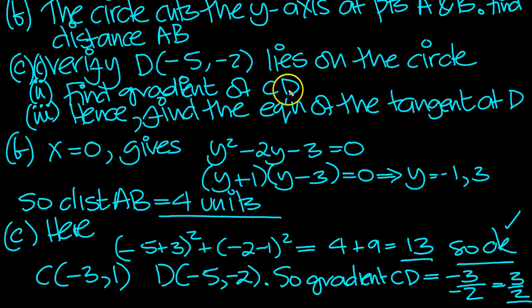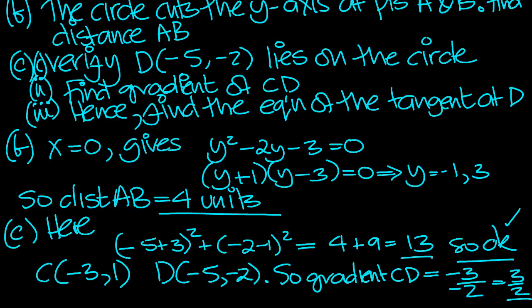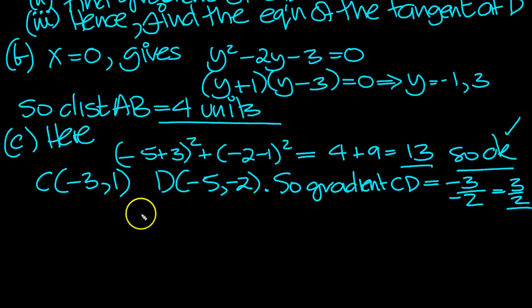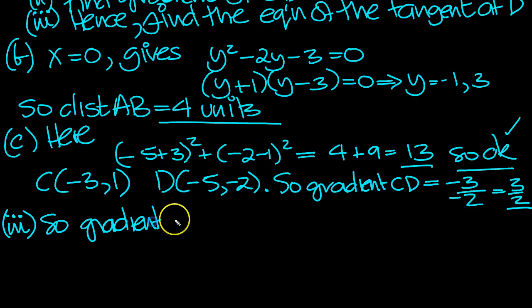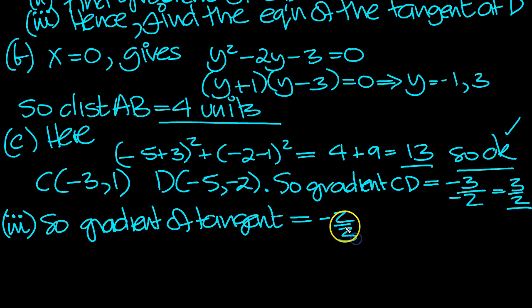So that was from the center to the point D. The tangent at D will be perpendicular to this gradient. So gradient of tangent now then. This is part 3. So gradient of tangent is equal to, and it will be minus 2/3, won't it? Because when you multiply these two numbers, you get a product of minus 1.